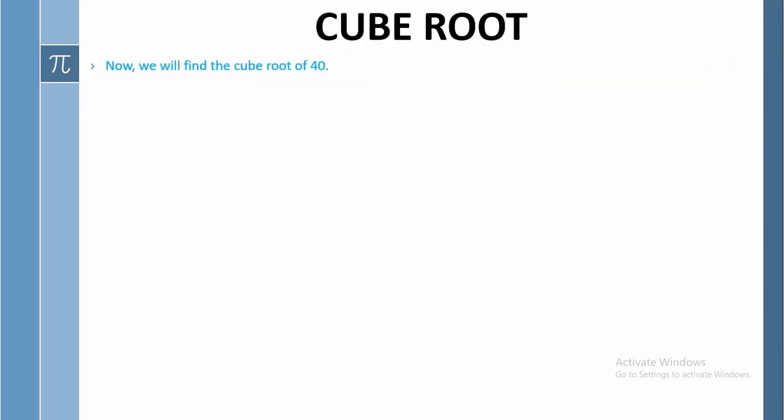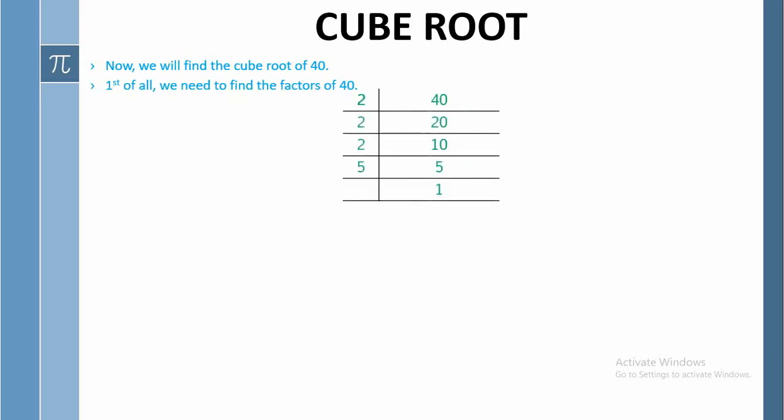We know that 40 is not a perfect square of any value. Now we need to check it for the cube root. First of all, we need to find the factors of 40. We know that the prime factors of 40 are 2 by 2 by 2 by 5. Now we need to write it as index notation.